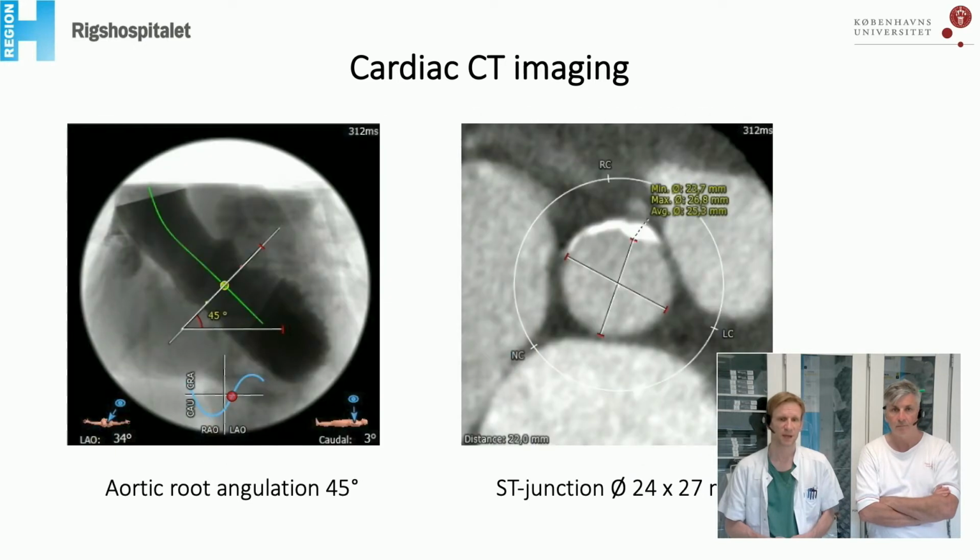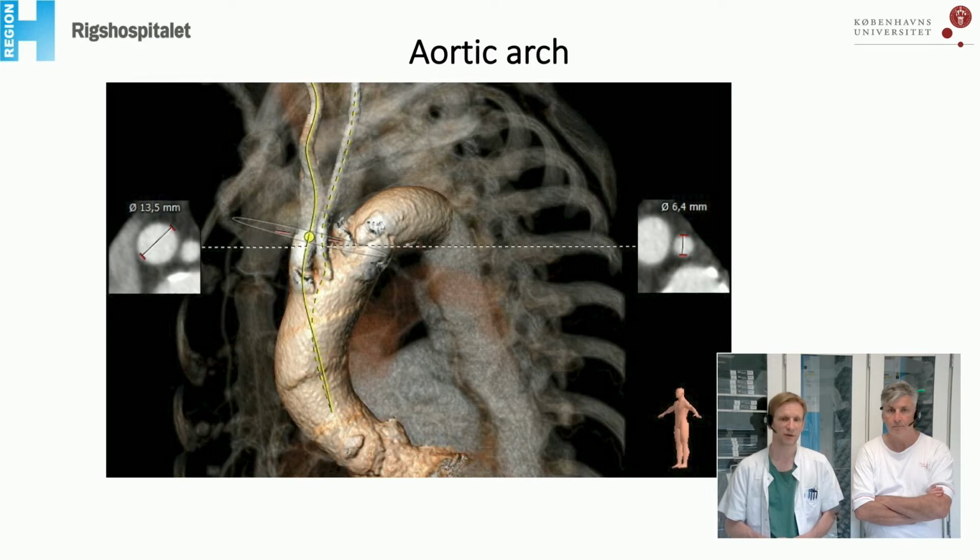Next. And then aortic root angulation looks good, 45 degrees. ST junction, there is clearly calcification there, and ST junction diameter is 24 by 27 millimeter. And then if we look at the aortic arch here, I have to say that the aortic arch is pretty sharply angulated. So this can be a challenge for crossing the arch.